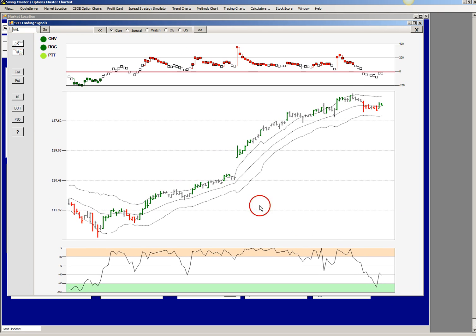So this is the SEO trading signals chart, and SEO means simple, easy, and objective. And this symbol is AAL, American Airlines, and we use this chart as an entry to additional charts, or just to do an initial evaluation of whether this stock is in a position where we would want to buy it or sell it. If we're looking for long entries, we want to look for a stock that goes from the bottom left to the upper right. That means it's in an uptrend.